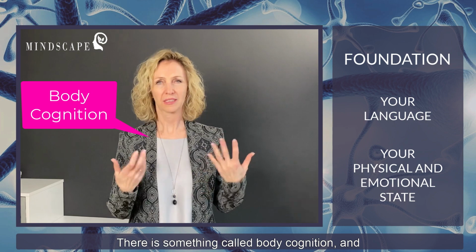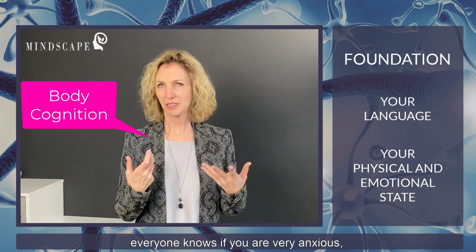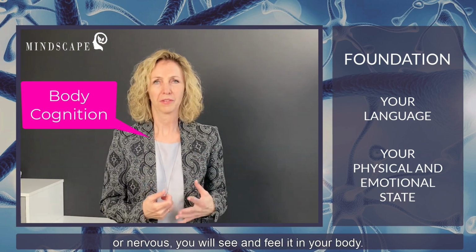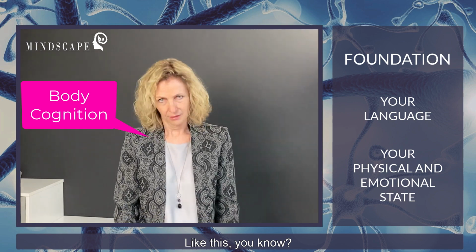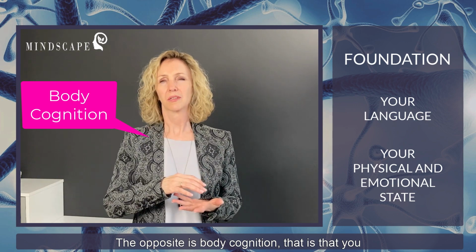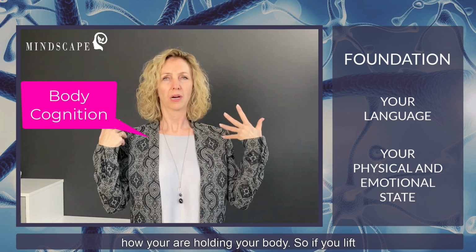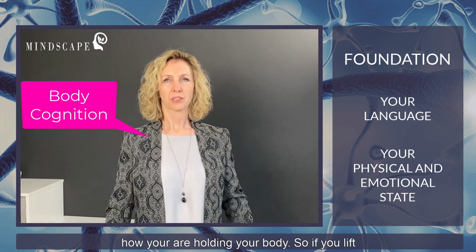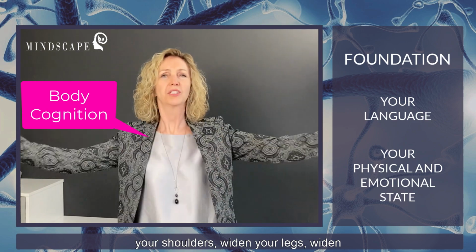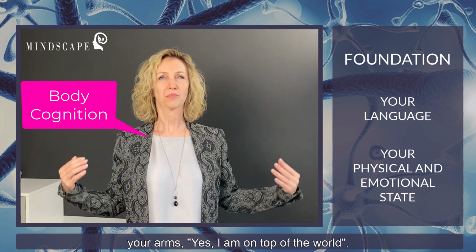Because there is something that is called body cognition. And everyone knows that if you're very stressed or anxious or nervous for something, you will see it in your body, you will feel it in your stomach, like this, you know. But the opposite of this is body cognition. That is that you can influence your mental state by how you are holding your body. So if you lift your shoulders, you straighten up, widen your legs, widen your arms, and you're like, yes, I am on top of the world.